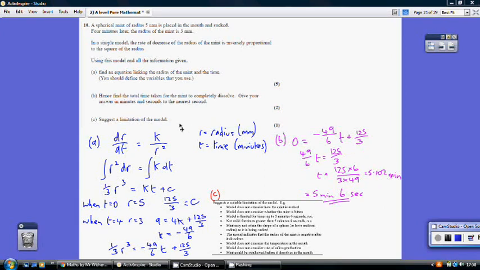Part C, suggest a limitation of the model. Well, again, there are numerous limitations that have been allowed by the mark scheme. So I've just taken a snapshot of all the various possibilities from the mark scheme. So as long as you've got one of these, you'd have picked up your mark.